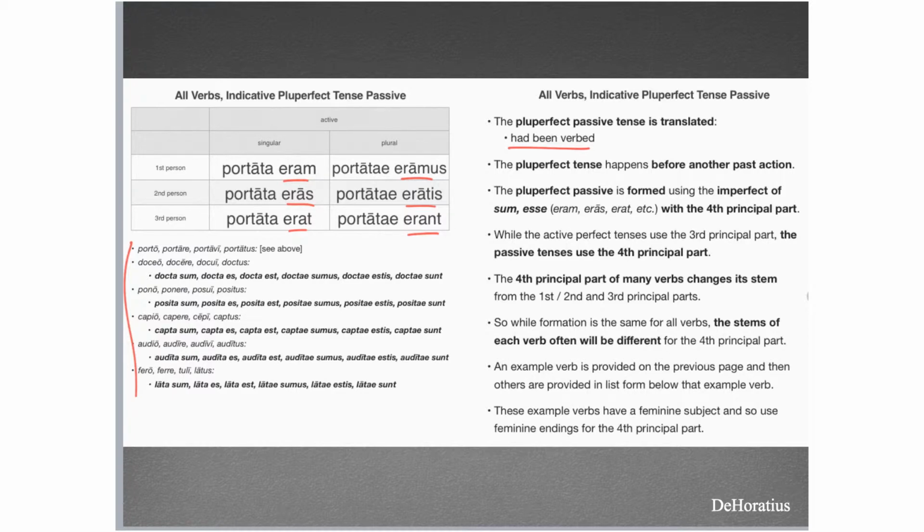Remember, too, that in a passive sentence, the subject receives the action rather than does the action. So in an active sentence, the subject does the action. In a passive sentence, the subject receives the action. Otherwise, the formation is exactly the same. Translation is the same except for the had part that signals the pluperfect.